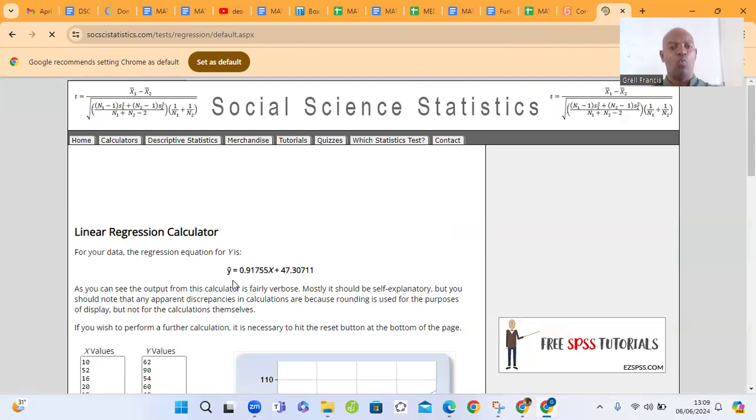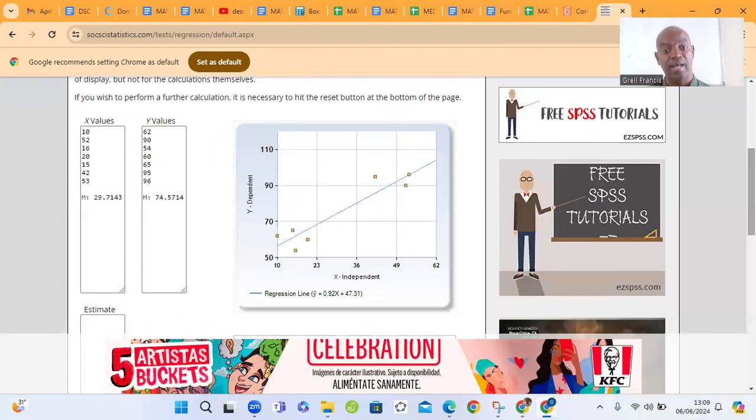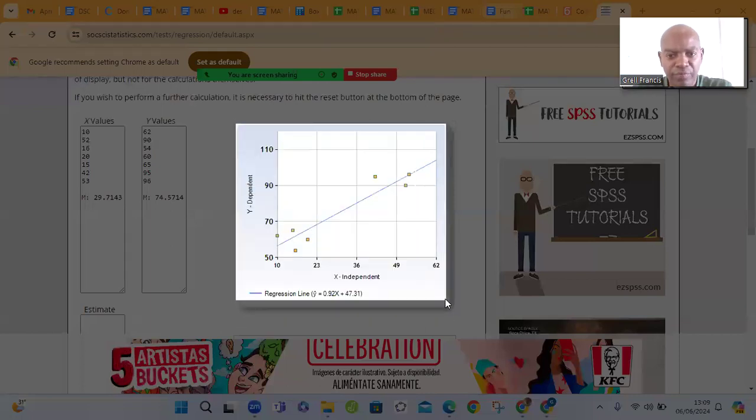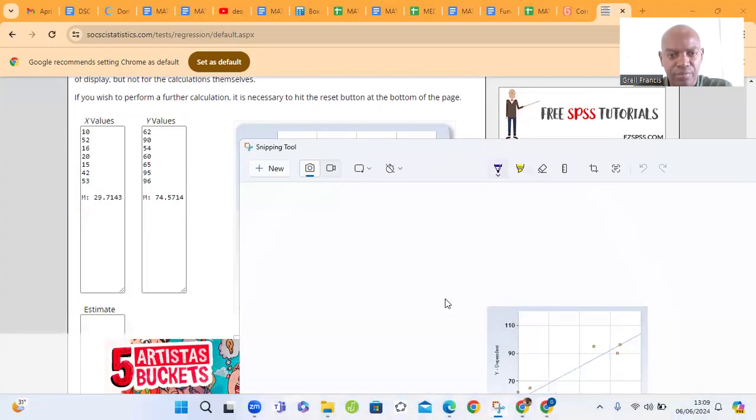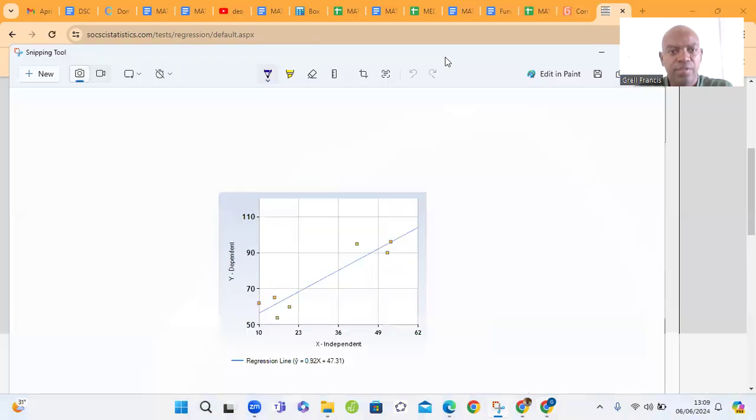Here it is. Y is equal to 0.917, which is 0.92, x plus 47.31. And here we have proven our calculation. And also, you can see, it also gives us a scatter plot. So we can also copy this as proof that what we have done was correct. So you can use an online calculator to prove your answer for linear regression.